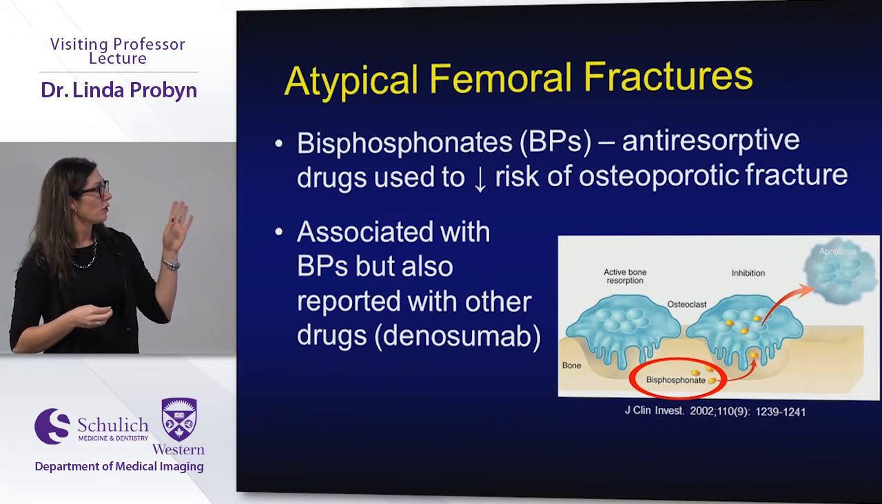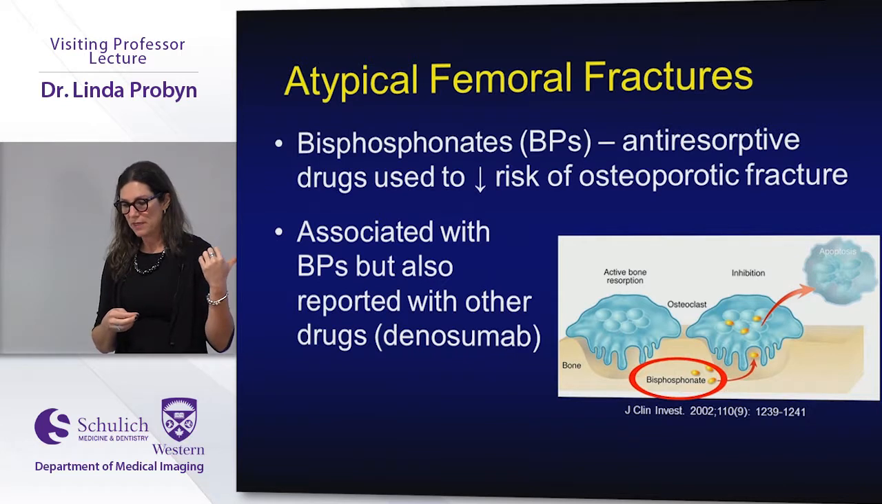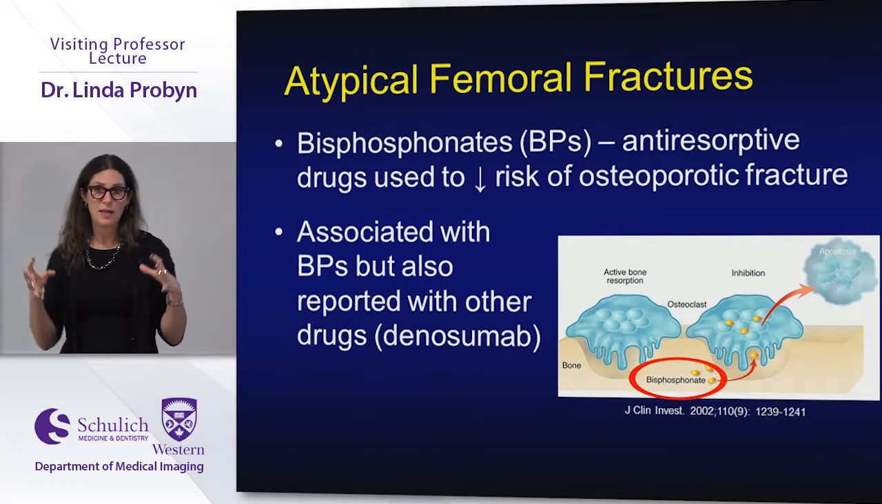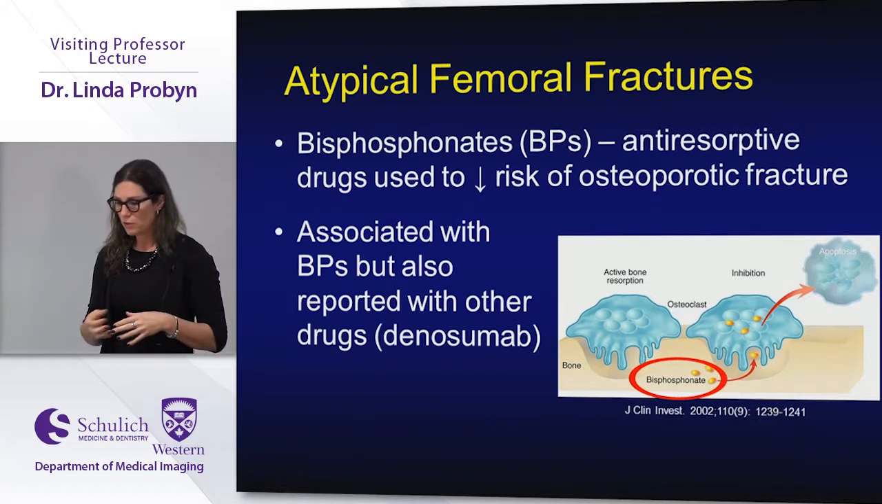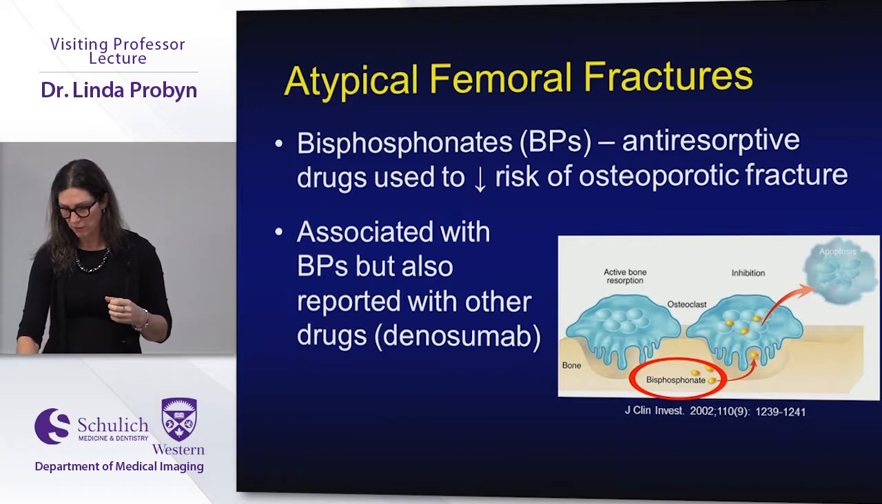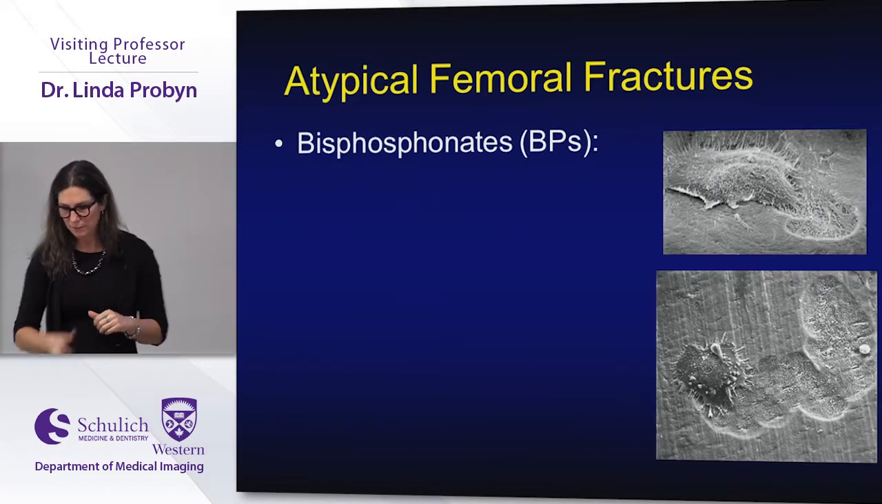Atypical femoral fractures are also associated with other drugs, not just bisphosphonates. Another drug is denosumab, which actually inhibits osteoclasts themselves. So not the function, but it actually decreases the formation of osteoclasts. Those two drugs are associated, the bisphosphonates being the more common.